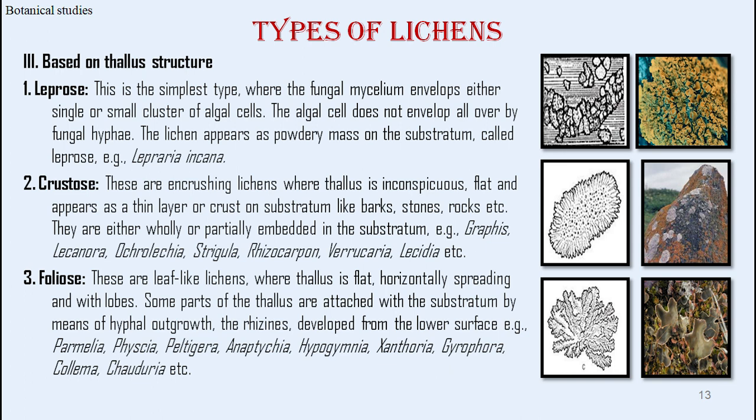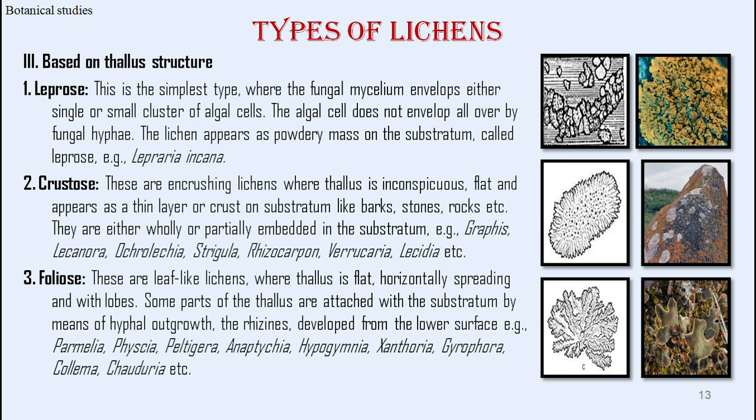Third, based on thallus structure, there are five different types of lichen. First, leprose. This is the simplest type, where the fungal mycelium envelops either single or small cluster of algal cells. The algal cells are not enveloped all over by the fungal hyphae. The lichen appears as powdery mass on the substratum, called leprose. Example, Lepraria incana.